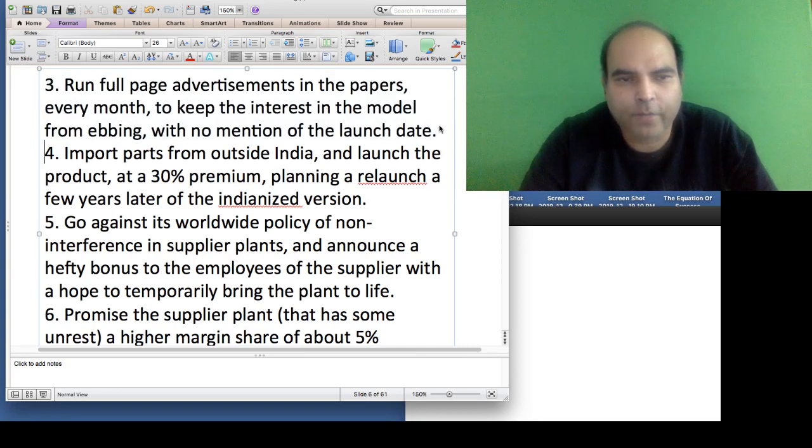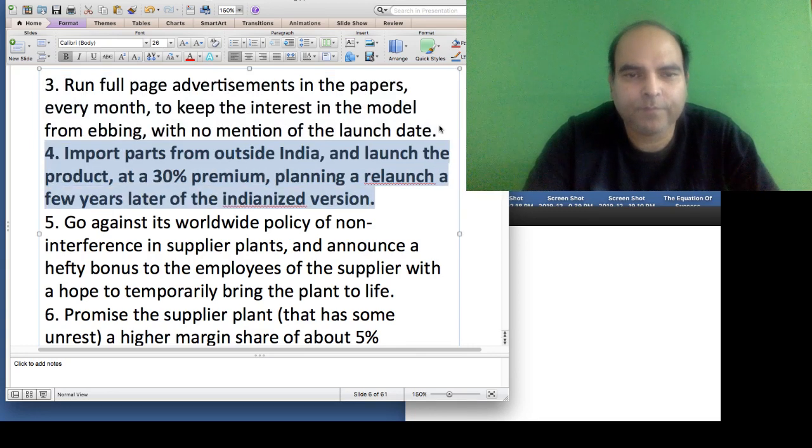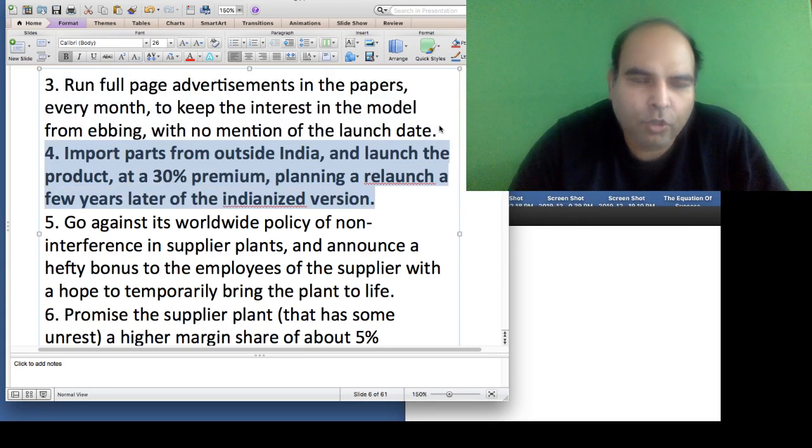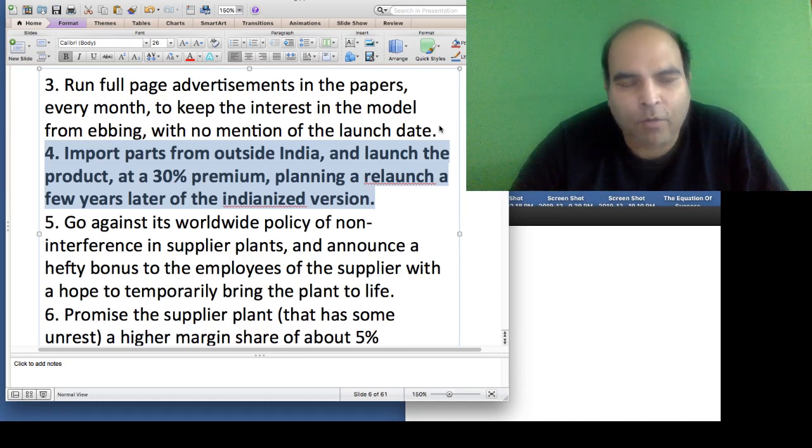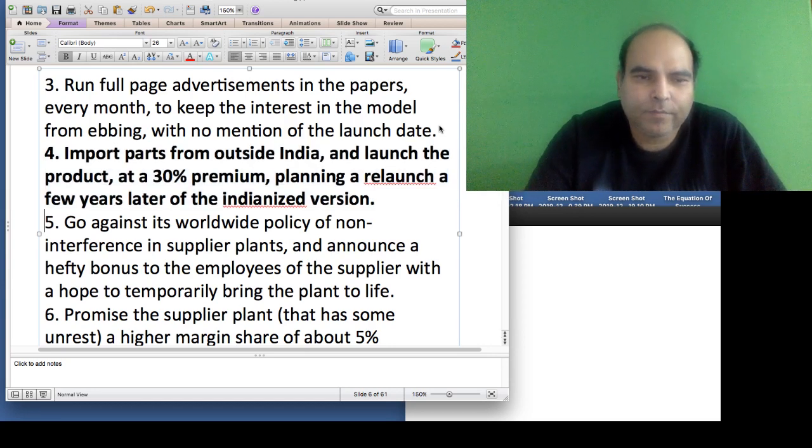4th is also okay. You want to do it fast. You skim the market by saying that, okay, if you want to pay a little bit more, we are ready to give you this product. Okay, instead of a 10 lakh car, it will become a 13 lakh car, 30% premium. You'll still have customers at that level, right?